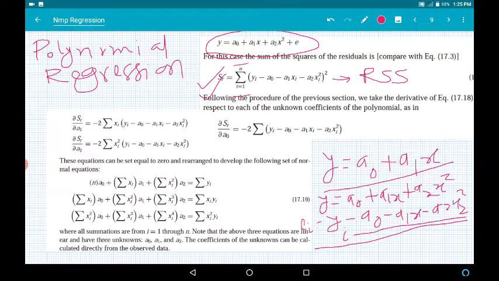Summation i equal to 1 to n, where n is the number of points in the graph, of (yi minus a0 minus a1 xi minus a2 xi square) whole square. So as I go on changing the value of i, I will be calculating this error for every point and I will sum them up. This will be called the residual sum of squares, right?